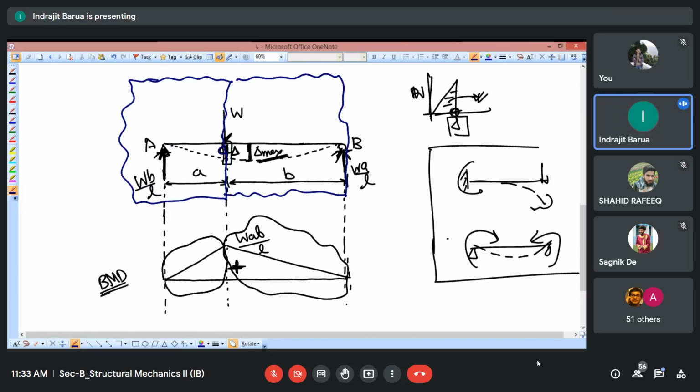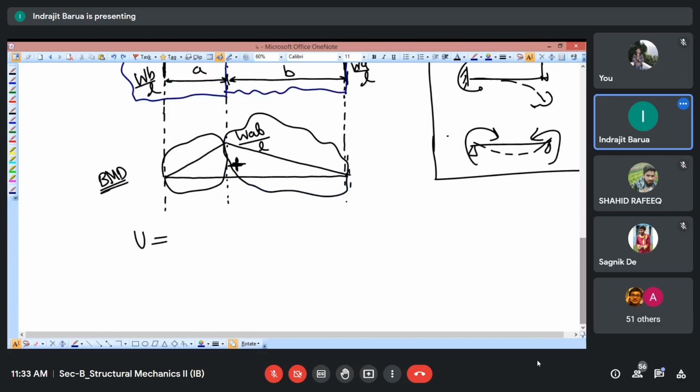Within A to C, here we have the C point. So within AC, I am getting this X. X can vary from 0 to this, I mean from A to C point. So the first, U1, I am getting for A to C.